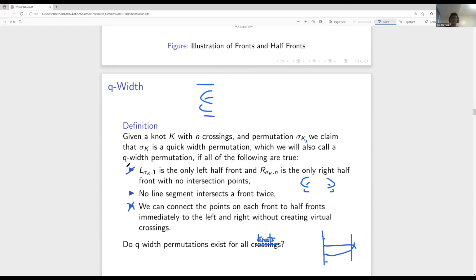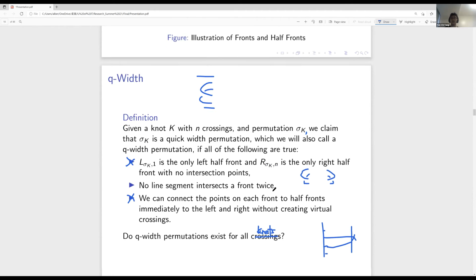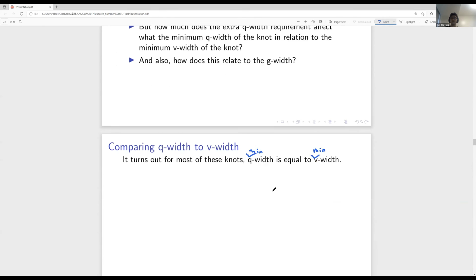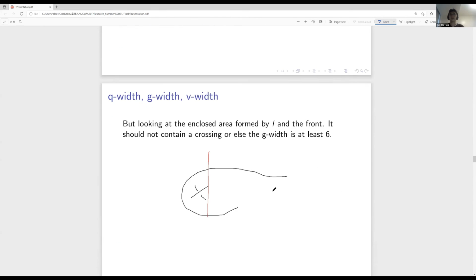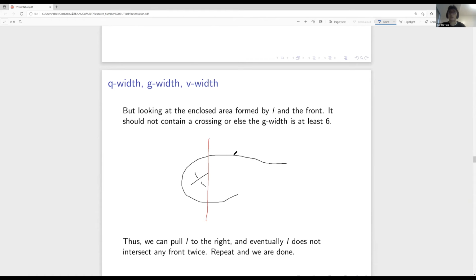So therefore, we're down to the scenario where the graphical width is 4, such that we have line segments intersecting the front twice. But the problem is that if we have some annoying line segment that intersects the front twice, we can just pull, let's say, the leftmost or rightmost point, depending on how the line segment runs, to the right of the front, because there cannot be a crossing in this area formed by the line segment and the front.